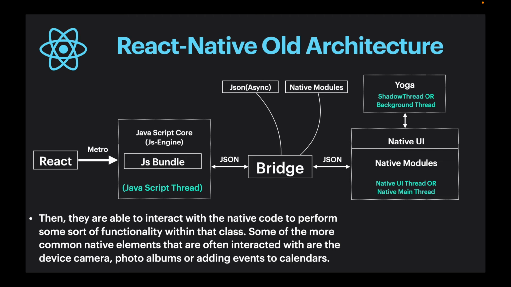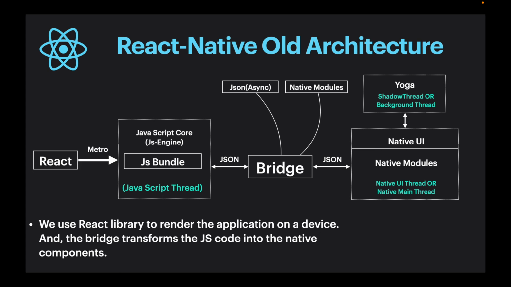Some of the more common native elements that are often interacted with are the device camera, photo albums, and adding events to the calendar. So after adding and importing the package into the JS file, we can perform native functionality like the device camera, photo album, or adding a calendar event. All these operations we can perform in a React Native application after importing the package.